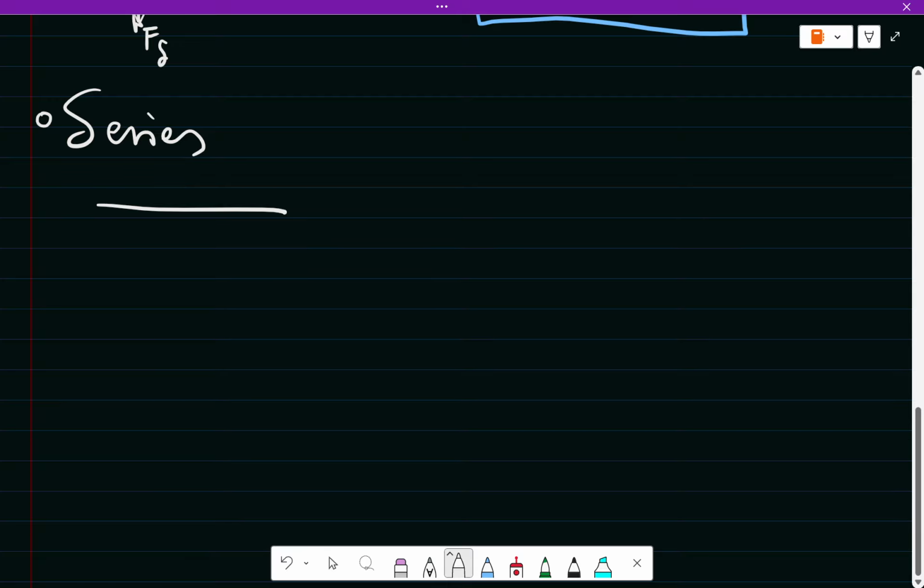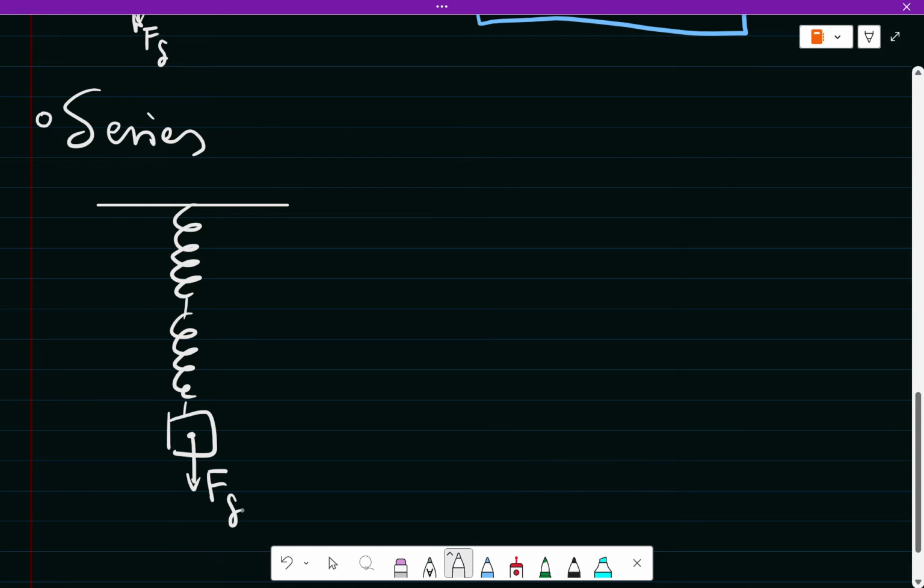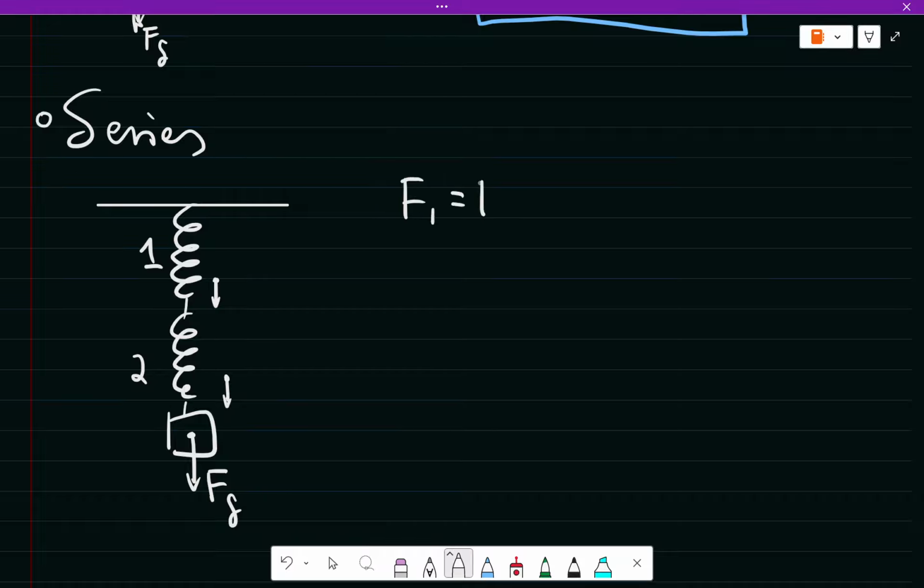where two springs are attached top to bottom vertically and attached to some mass at the bottom. We need to recognize that for this case, each of the springs also experiences a downward force, and each of these forces is equal to the force experienced by the whole system, which is the gravitational force associated with the bottom mass. If we call this spring 1 and spring 2, we can see that F1 is equal to F2, and it's equal to Fg, and it's equal to F total, or F equivalent.